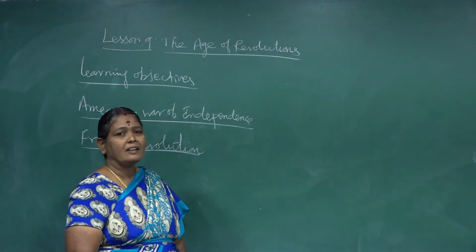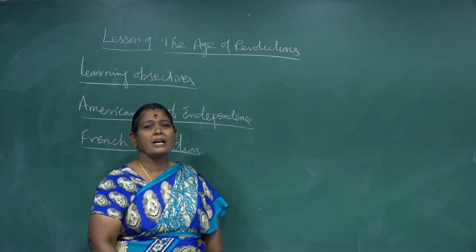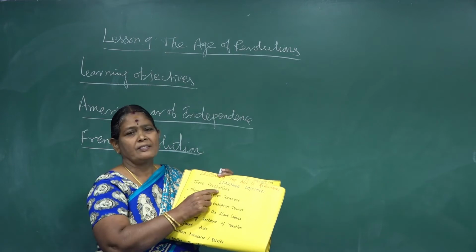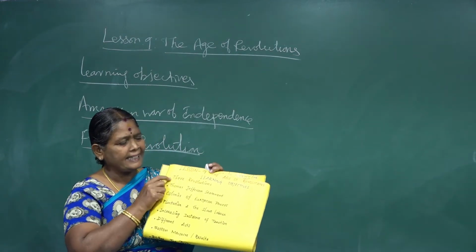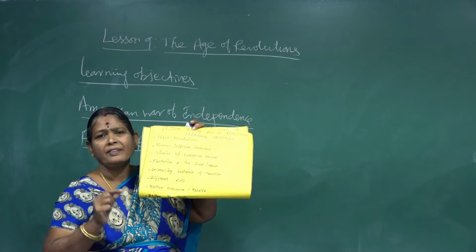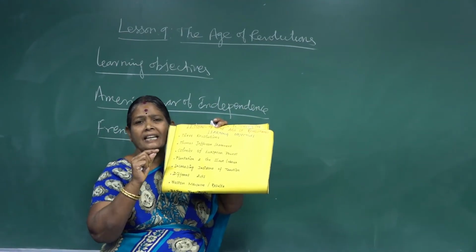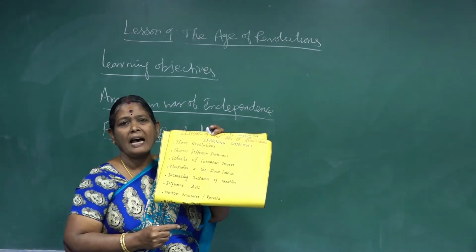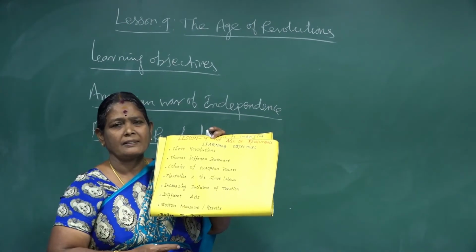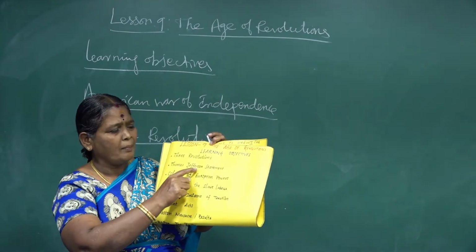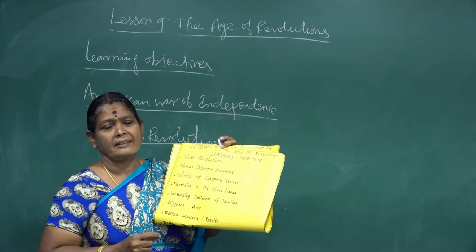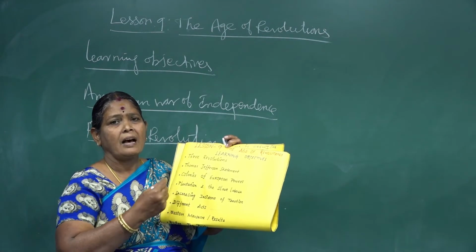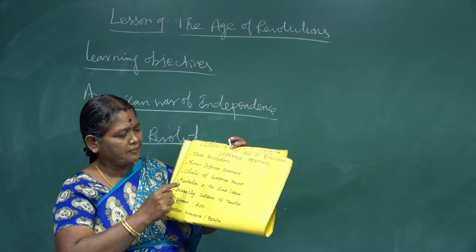In this lesson, what are the objectives you are going to learn? They are three revolutions. What were the three revolutions? One, we say, the American War of Independence, the French Revolution and the Industrial Revolution. Second one, Thomas Jefferson's statement. What he came to say about that is the American War of Independence.